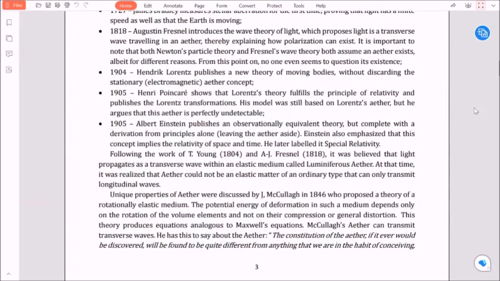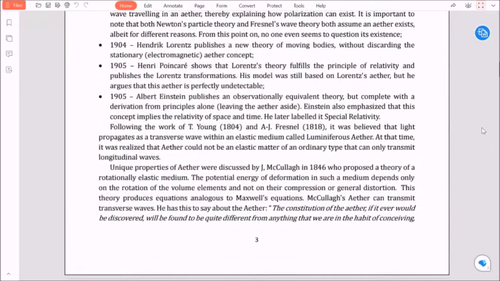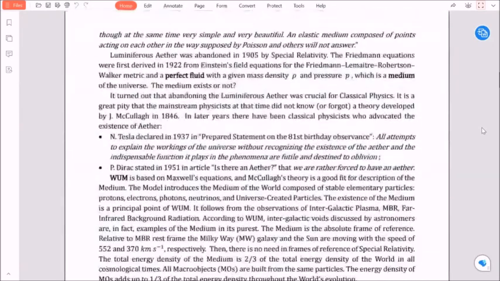He has this to say about the ether. The constitution of the ether, if it ever would be discovered, will be found to be quite different from anything that we are in the habit of conceiving, though at the same time very simple and very beautiful. An elastic medium composed of points acting on each other in the way supposed by Poisson and others will not answer. Luminiferous ether was abandoned in 1905 by special relativity.